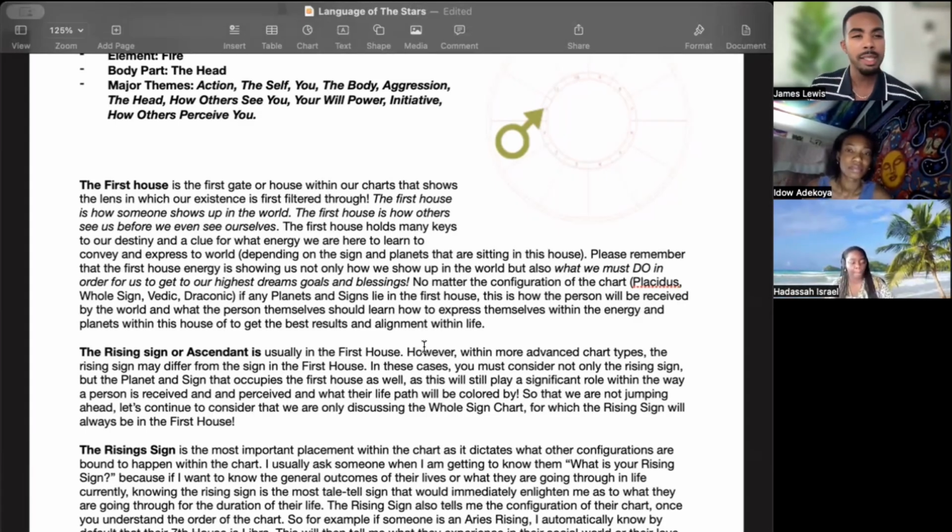Does this make sense so far just within this section of the first house? Yeah, it makes sense. Okay. Let me know if it does get shaky at all. I don't mind diving deep into any of this, okay?